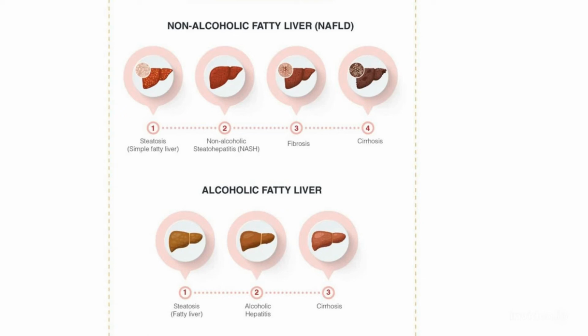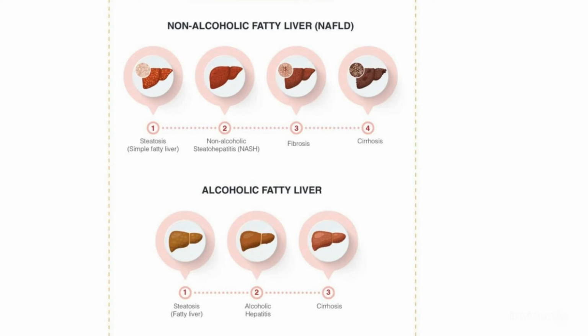Stage 4, cirrhosis, the most severe stage, happens when normal liver tissue is replaced by fibrosis to the extent that the structure and the function of the liver is affected, and it can lead to liver failure or liver cancer.